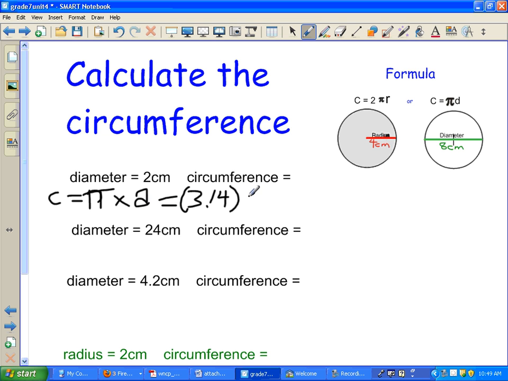Let's put in our diameter, which is 2. And 2 times this will be 6.28 centimeters. And there's our answer.